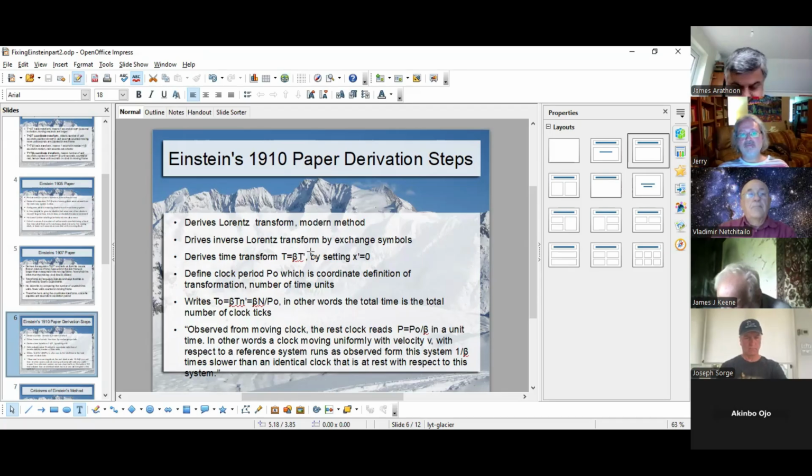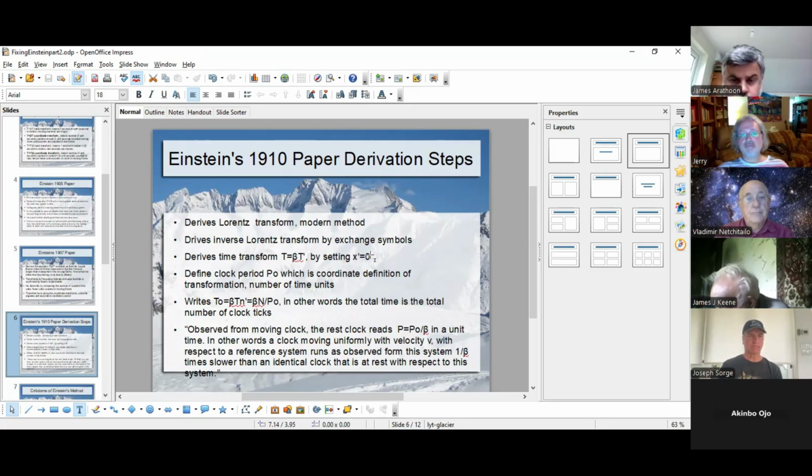Okay, now what he does, well, he did this in 1907, but I want to mention that to you. And this part is clearer where he does it. That's why I'm pointing out 1910. It's clearer. Then he derives the transformation t equals beta t prime by setting x prime equals 0 in the inverse Lorentz transformation. Okay, so this is a key step, setting x prime equals to 0.